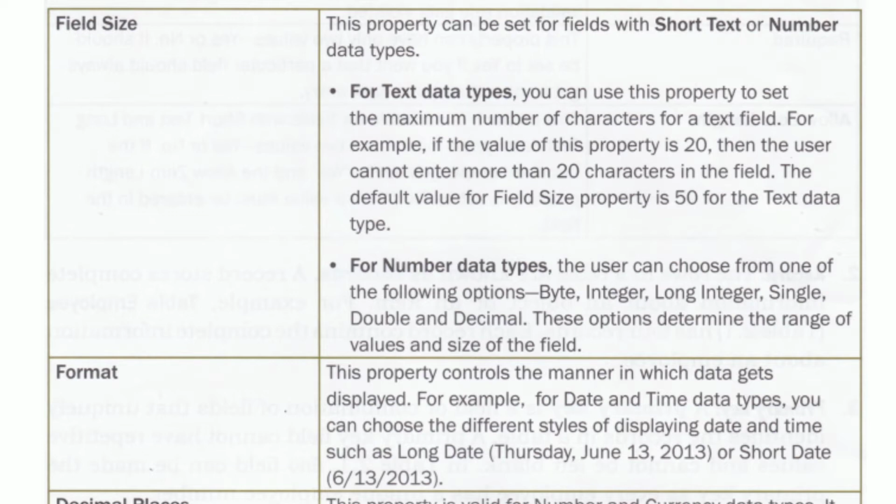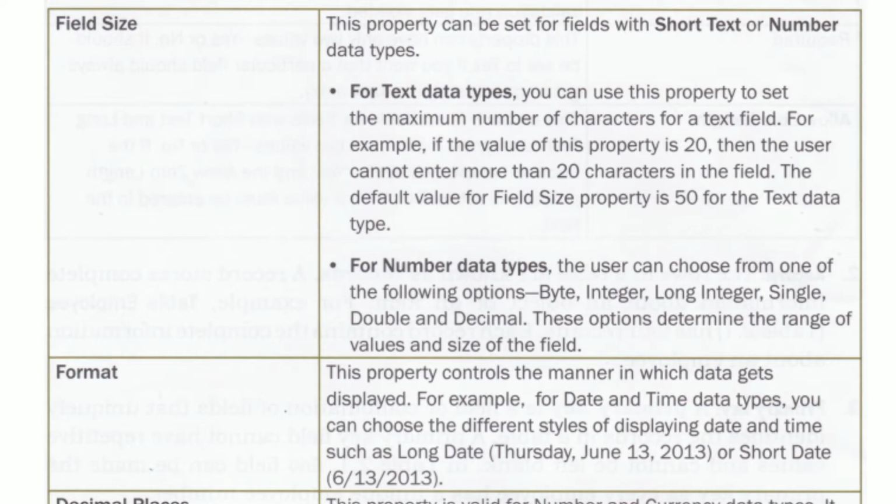Next one, for number data types, if we are entering only numbers in a table, and we have set the data type as number, the user can choose one of the following options like byte, integer, long integer, single, double and decimal. These options determine the range of values and size of the field. The most common settings are double and long integer.